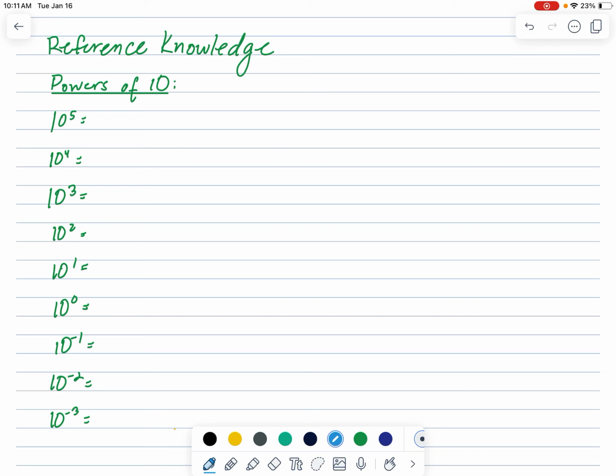Thinking about 10 to the first power, that's just 10. 10 squared, or 10 times 10, is 100. Cubed, 10 times 10 times 10 is 1,000. To the fourth power is 10,000. 10 to the fifth power is 100,000.